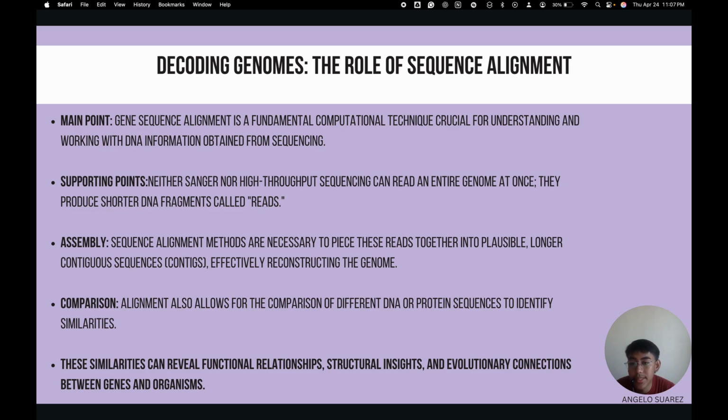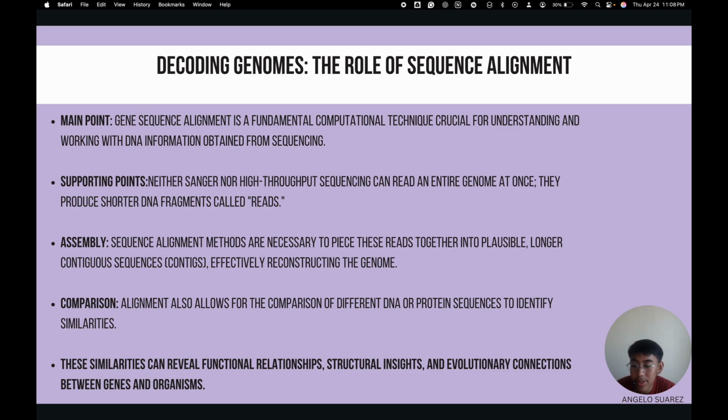Decoding genomes, the role of sequence alignment. Gene sequence alignment is a fundamental computational technique crucial for understanding and working with DNA information obtained from sequencing. Neither Sanger nor high-throughput sequencing can read an entire genome at once. They produce shorter DNA fragments called reads. Sequence alignment methods are necessary to piece these reads together into plausible, longer contiguous sequences, effectively reconstructing the genome.